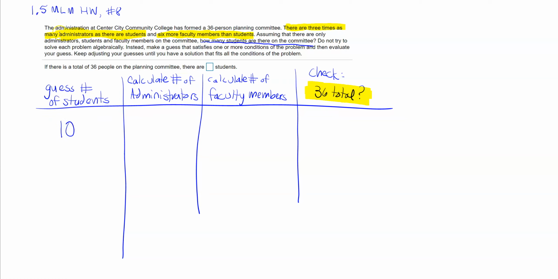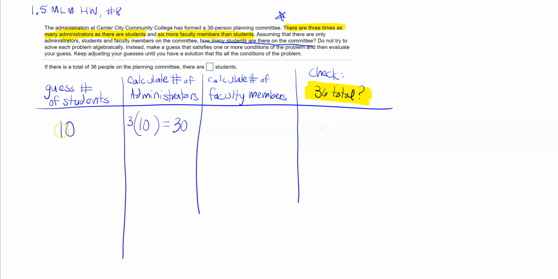If there are 10 students and we're told there are 3 times as many administrators as there are students, that means there are more administrators than students, 3 times as many. So if there are 10 students and I triple that, that's going to give me the number of administrators. That would make 30 administrators. And I can stop right there because if I add 10 students and 30 administrators, I'm already way over 36, right? But I'm going to keep going just to see the process here.